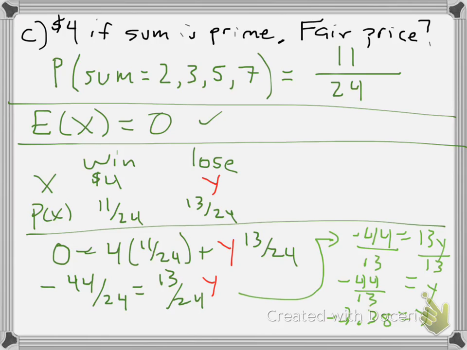So that would be a fair price to play: $3.38. That's how much you would lose, and you would win $4. And then if you kept playing this over and over at that price, over the long run, not necessarily eventually, but if you kept playing this over and over until the cows come home, you're not going to be up any money, you're not going to be down any money. Hope that helps.